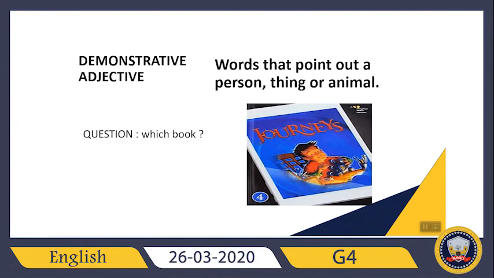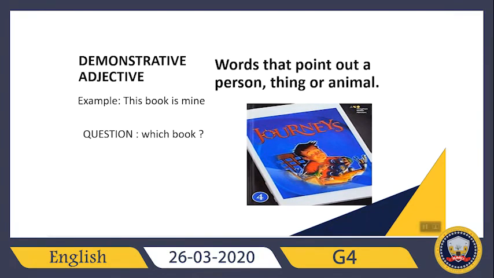So demonstrative adjectives are words that point out a person, thing, or animal. For example, this book is mine. So who can tell me the demonstrative adjective in the sentence when they tell you this book is mine? What is the demonstrative adjective in this sentence? It is, I'm pointing to that book, and that book is mine. So this book is mine.